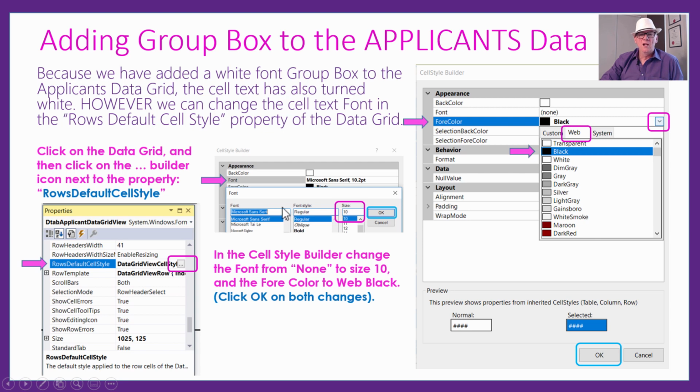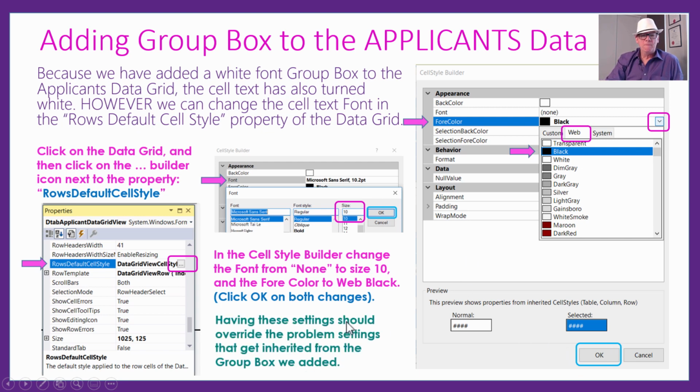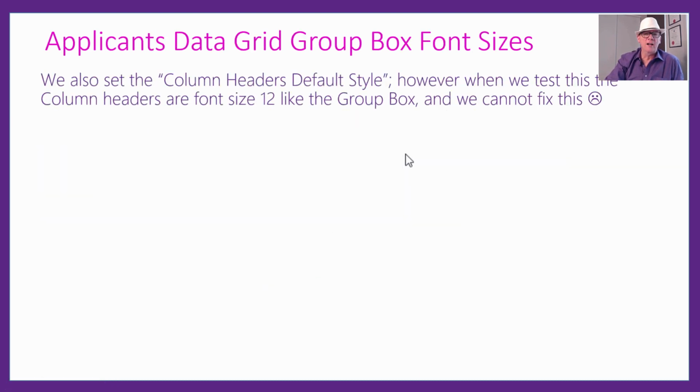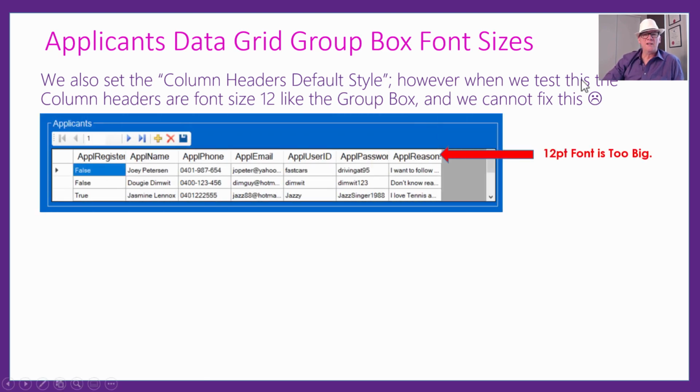So that's going to set the boxes, what's inside them, to size 10, and it's going to be in black text, and that'll all be good. So you click OK on that and OK on this one. So they're 2 separate things we do, and click OK. So make sure you do that. Now, these settings will override the problem settings that get inherited from that group box having white and gray writing. This will force the insides of the data grid view to have the nice black writing where we can actually see stuff.